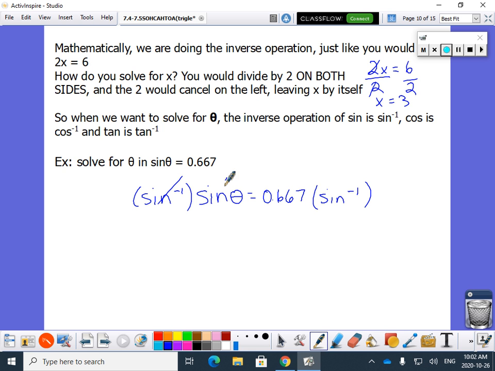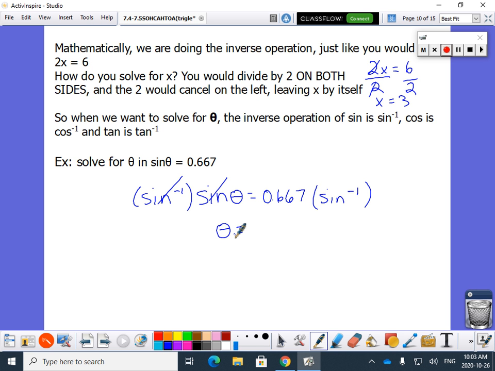This really crosses this out so that in the end we get theta. Okay, so this is just me showing you the background steps in order to get to the inverse operation. We want theta. In order to get theta by itself, we have to multiply both sides by the inverse operation. When we do that to the left, that gets rid of our sine so that theta can be by itself. But now on our right, we have 0.667 times the inverse of sine.